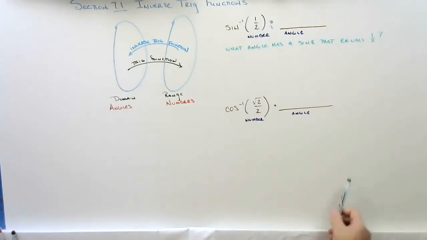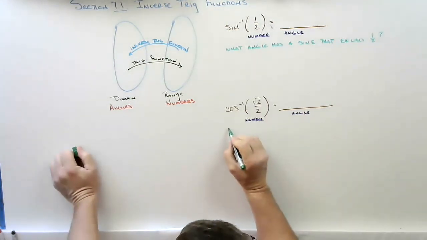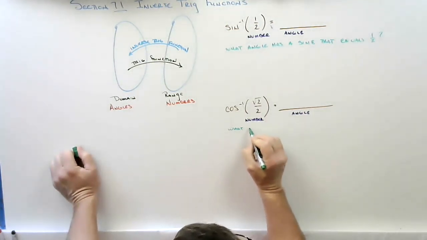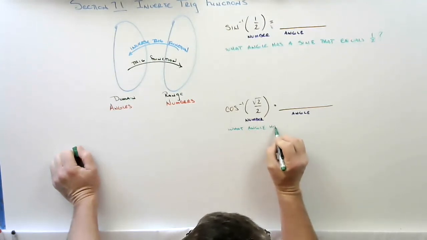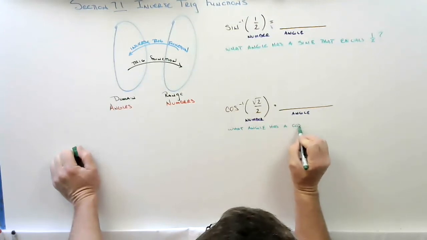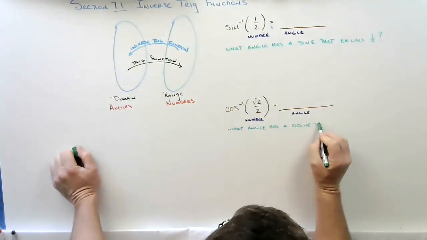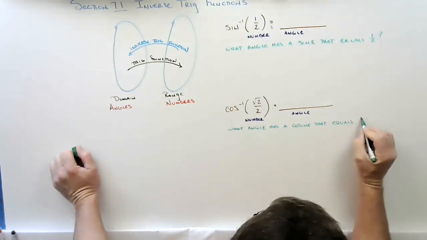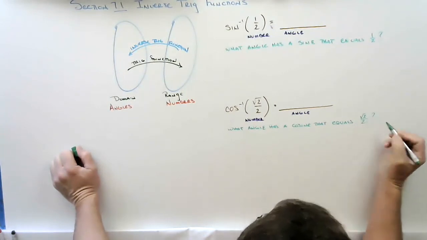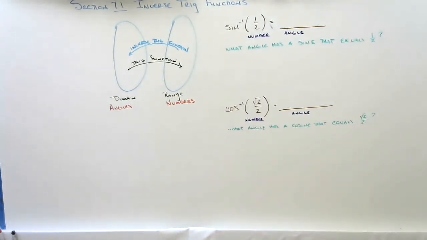We have to understand the question. This says, what angle has a cosine that equals √2/2? So the first thing we have to do to understand inverse trig is we have to understand what they're asking us to do. If we don't understand what they're asking us to do, we can't answer the question because we don't know the question, just like back in Spanish.